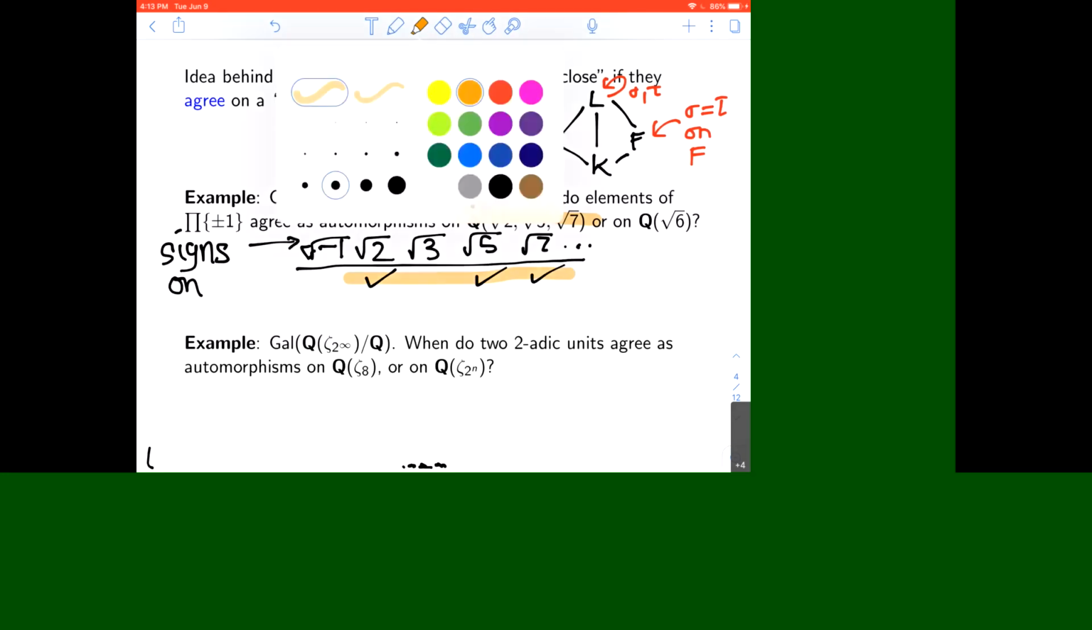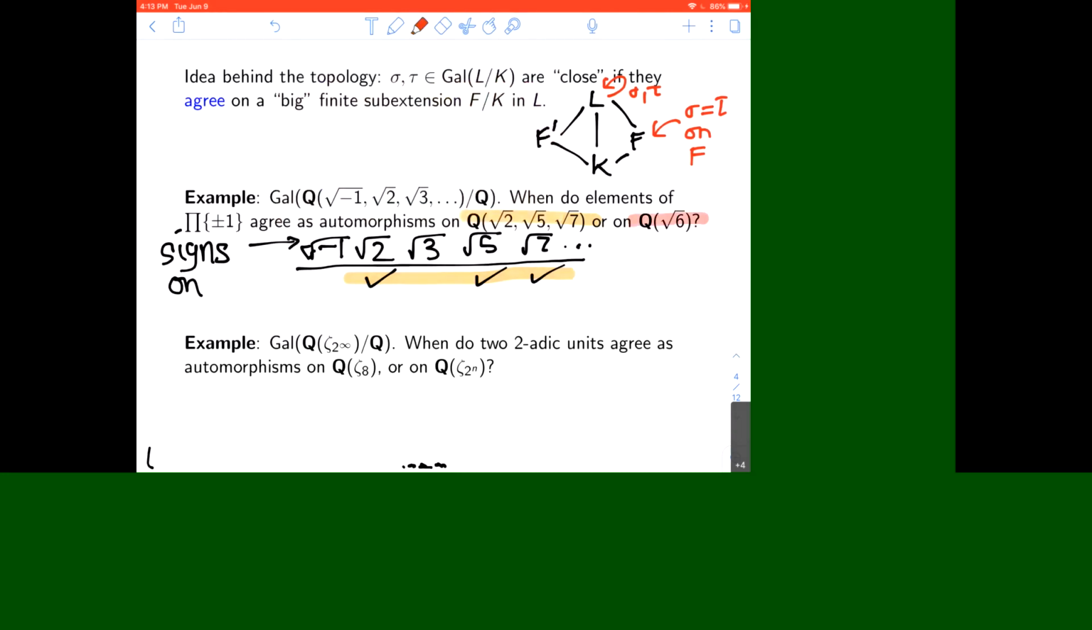On the other hand, if I wanted to say, look at what it means for automorphisms to be equal on Q adjoin the square root of 6, well, the square root of 6 isn't actually on this list, but what happens at root 6 is determined by what happens at root 2 and root 3. Specifically, the sign changes at root 2 and root 3 have to be the same for the square root of 6 to be unchanged. So you have to have the same sign on square root of 2 and square root of 3. As long as you have the same sign, that's a condition, and you don't care what happens anywhere else. That's the constraint imposed for being equal on that field. Okay? And so that's what it means to be equal in terms of concrete formulas on the Galois group.